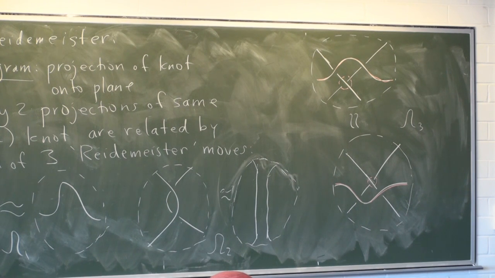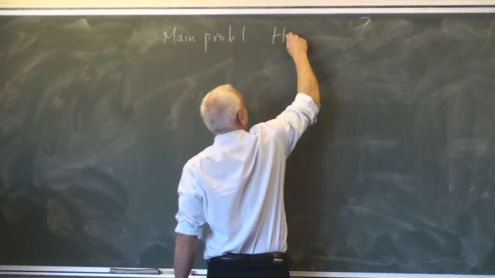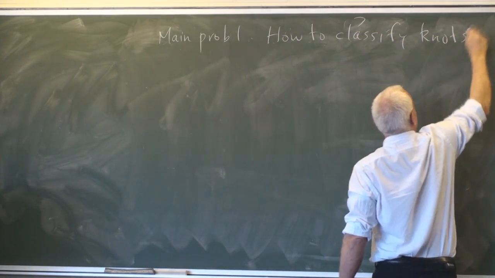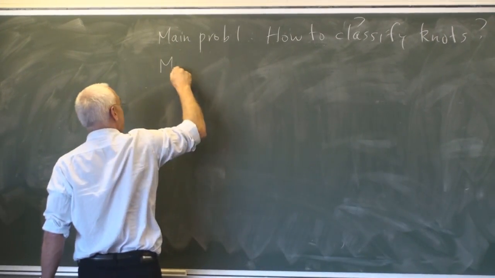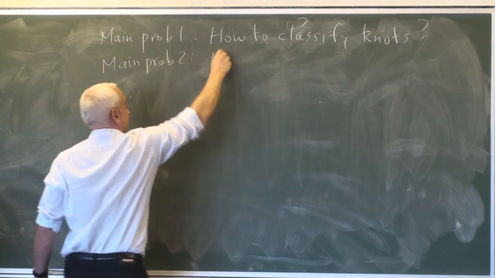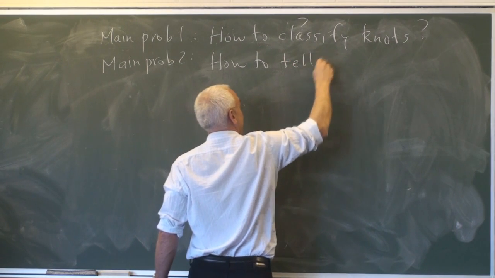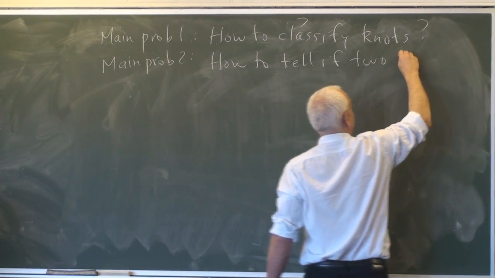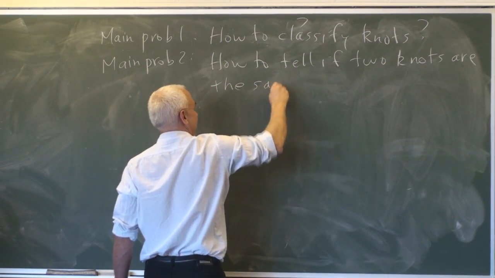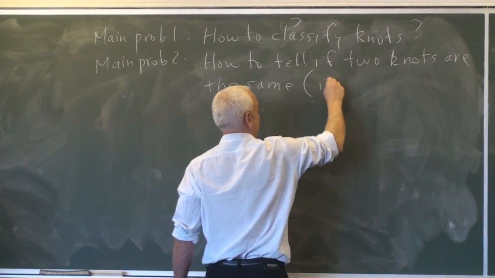The obvious problem is how to classify knots. How do you make a list of all the knots? So that's certainly one main problem. So main problem number one is how to classify knots. And a related problem, let's call it main problem number two, is how to tell if two knots are the same. And by the same, we mean isotopic.